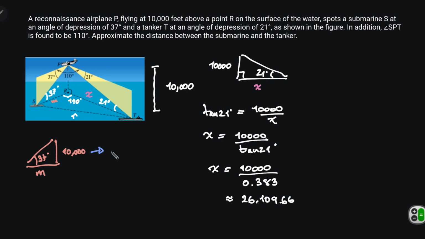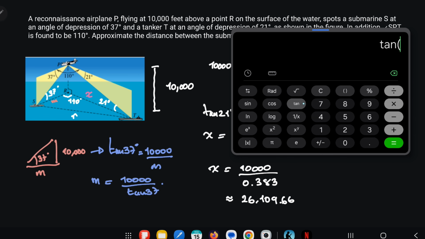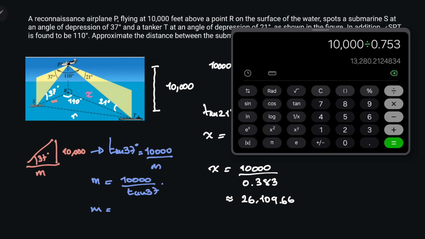For m, basically with the same idea, right? Tangent of 37 degrees is going to be the opposite, 10,000, over m. If we isolate m, we get that m is equal to 10,000 over tangent of 37 degrees. Tangent of 37 degrees is 0.753. So we're going to divide 10,000 by 0.753. That is, m is equal to 13,280.21. All right.